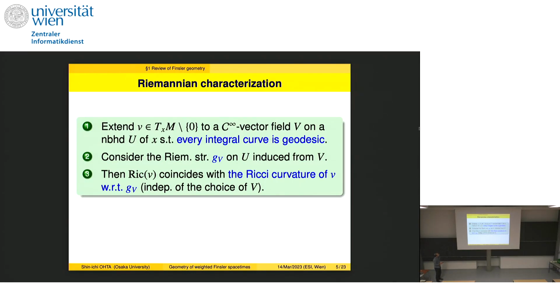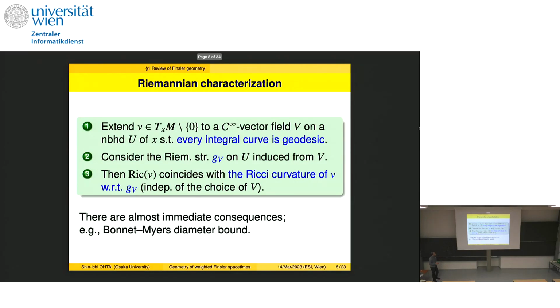And here, this vector field comes from the initial direction. So if we start from a different direction, then we have a different Riemannian structure. So the curvature in this direction is not related to the curvature in that direction. So this characterization is useful only in this direction. But anyway, this is a very nice characterization.